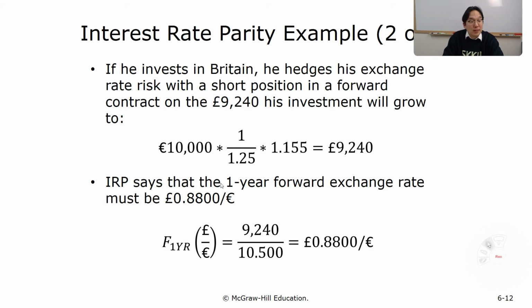And IRP says that the 1 year forward exchange rate must be 0.88, because it has to be the ratio between the cash you get from the hedged position, 9,240 pounds, divided by the 10,500 euro at the end of the period. Remember this one, 10,500 euro. I mean, there has to be a comma.